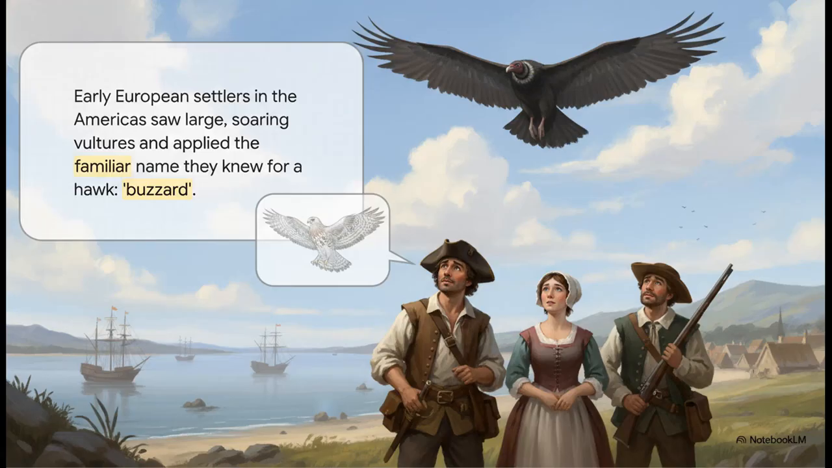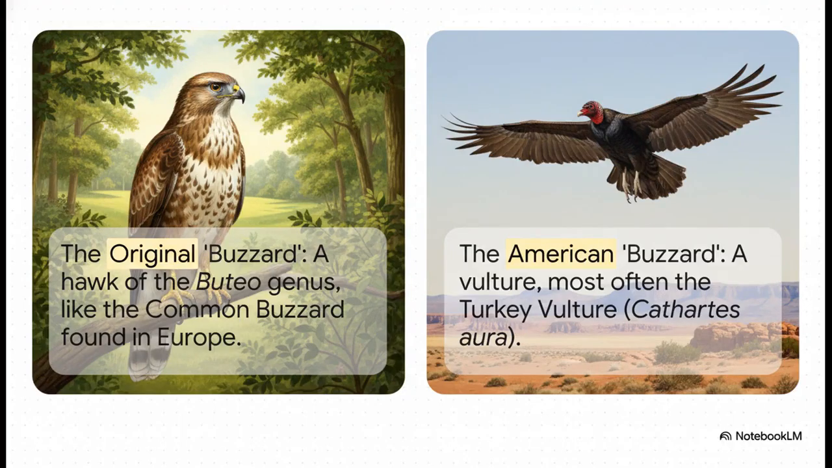And here it is. This is the moment it all went sideways. European settlers land in this new continent, right? They look up, they see these big, broad-winged birds circling overhead. Now, they'd never seen a turkey vulture before, so they just reached for the closest word they had in their vocabulary for a big, soaring bird, buzzard, and it just stuck. So let's put this side by side to make it super clear. In the old world, the original buzzard is a hawk from the buteo family. But in the new world, the American buzzard is the imposter. It's actually a turkey vulture, a totally different bird that just inherited the name by mistake.